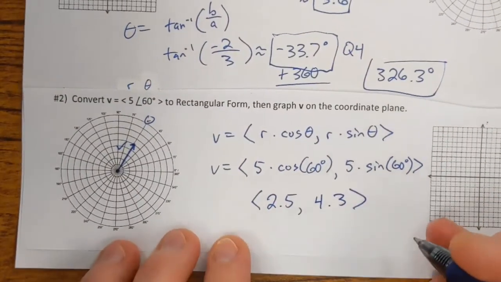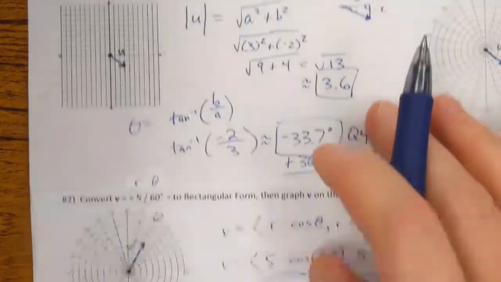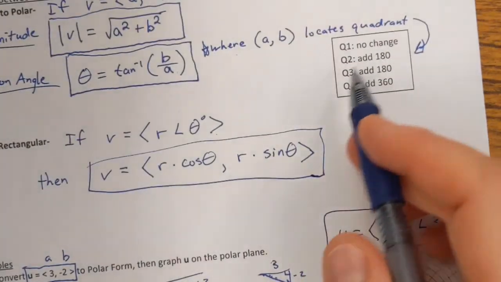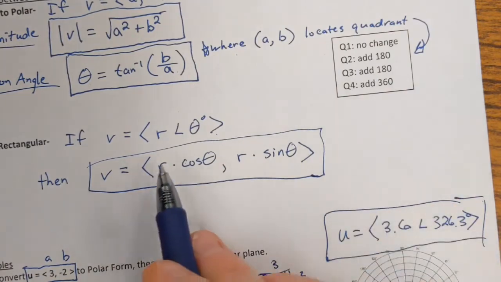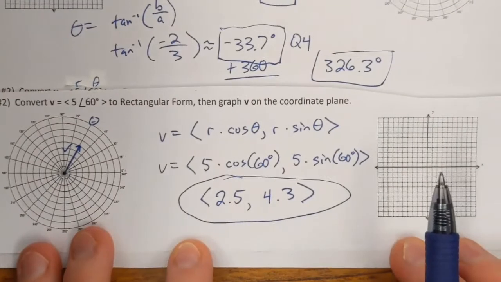Listen, it doesn't get much simpler than that. And the good thing about going from polar to rectangular, there's none of this messing around with what quadrant it is in. No, it's just this really simple, basic formula. Okay, so let's graph this.